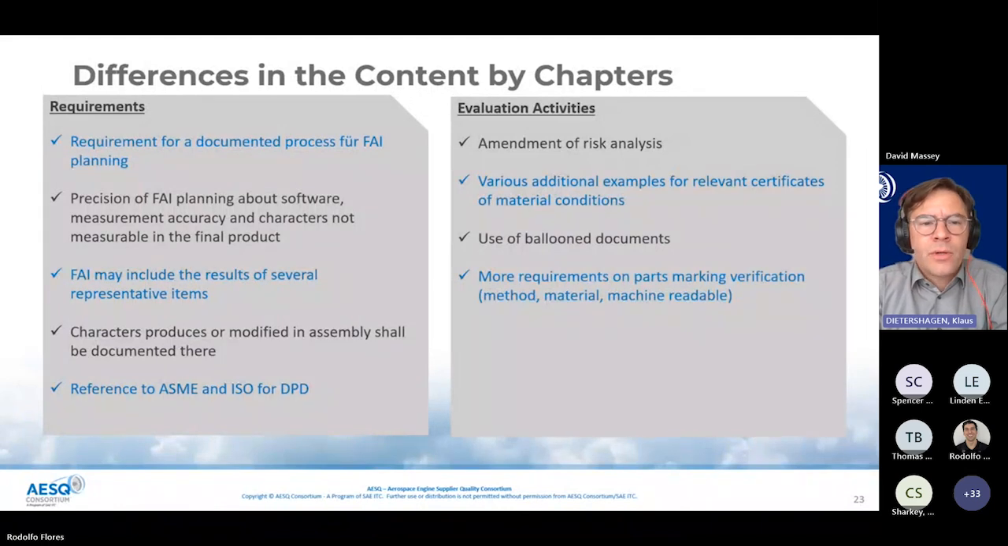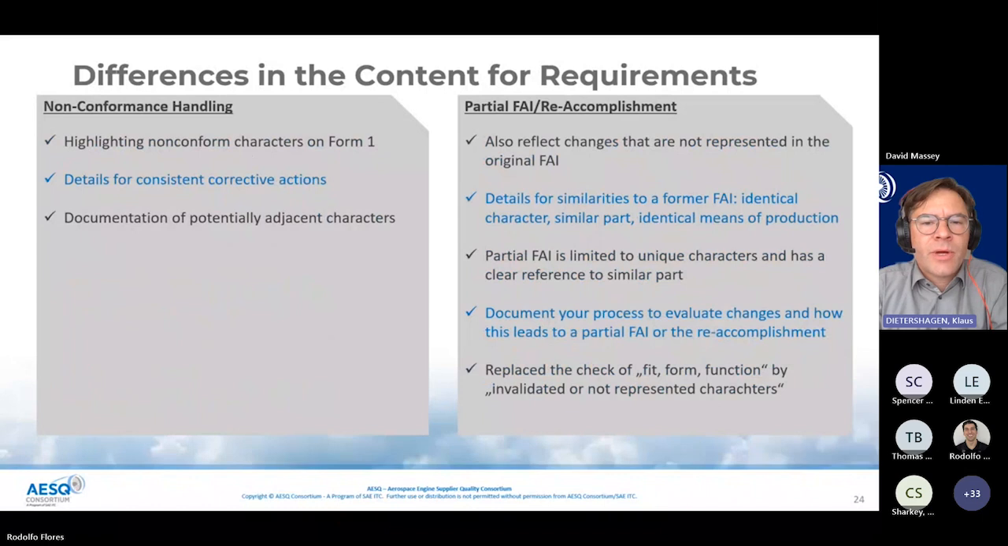Right, so then let's go to the third and last one of the chapter slides here. So please switch. Yes, here we are. Then we have the chapter about non-conformance handling. Non-conformance shall be highlighted within the Form 1. How we do that, we see later in the form itself. And then, yes, we have more precisions about what is a consistent corrective action. The demand for that was already in the past, but here we now have a description of what is a consistent corrective action, let's say.